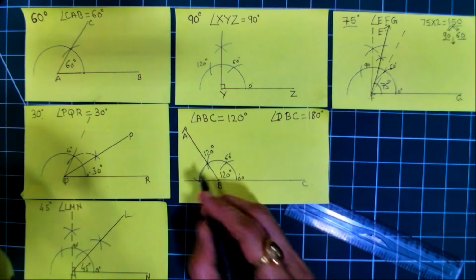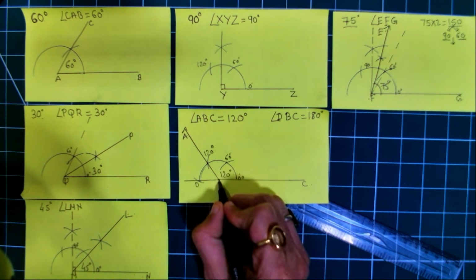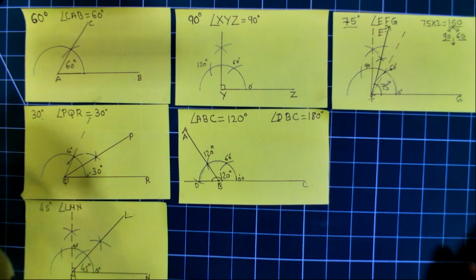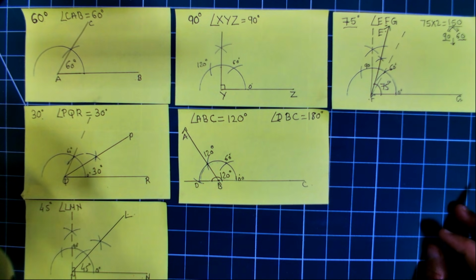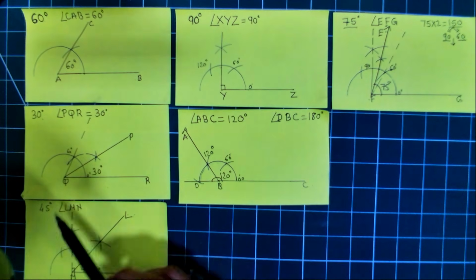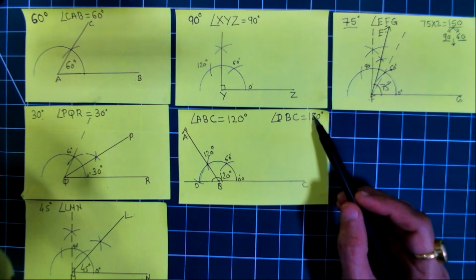So here, this I will name as DBC. This is DBC, which is 180. I hope you understood, students. So here, I complete this session by teaching you all 60 degree, 30 degree, 90 degree, 45 degree, 75 degree, 120 degree and 180 degree.